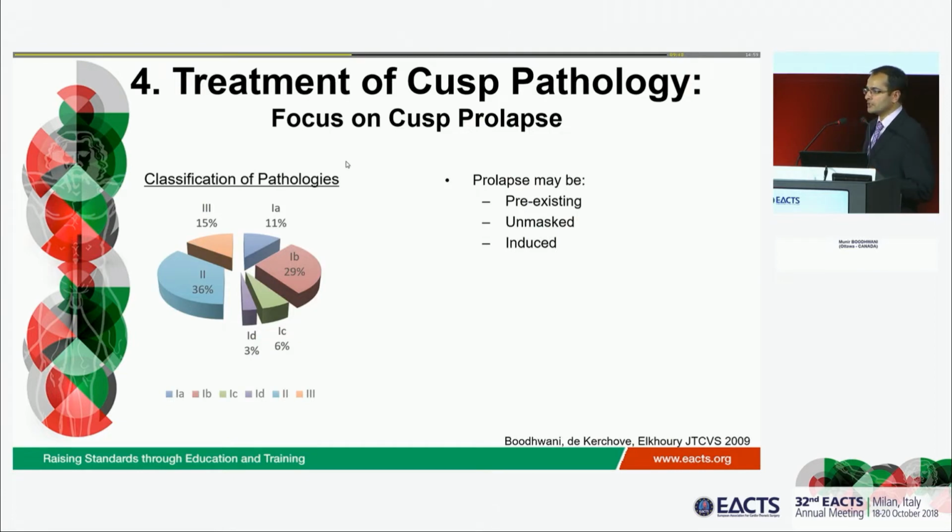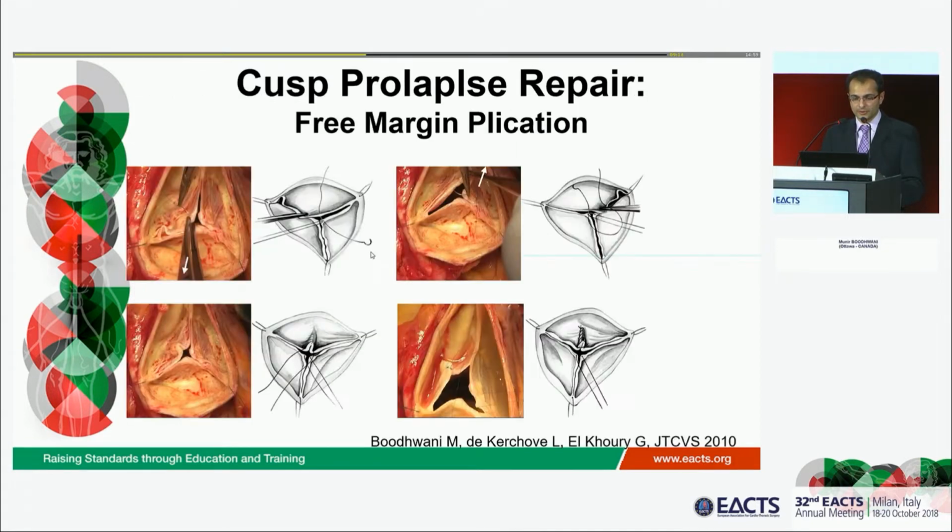I'll move on to give you a glimpse of cusp prolapse repair, as that is the most common pathology encountered. Cusp prolapse accounts for over 1/3 of all aortic valve pathologies and over 50% of the cusp pathologies encountered. It is important to note that prolapse may be pre-existing. It may be unmasked because of the aortic root and annular operation performed, or it may be induced by technical issues at the time of aortic valve repair procedure.